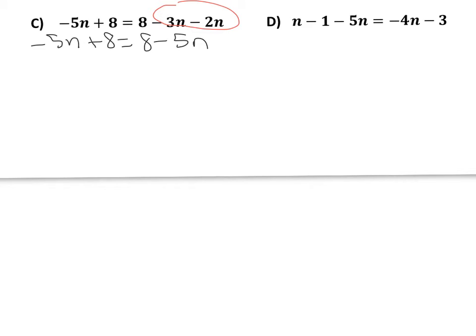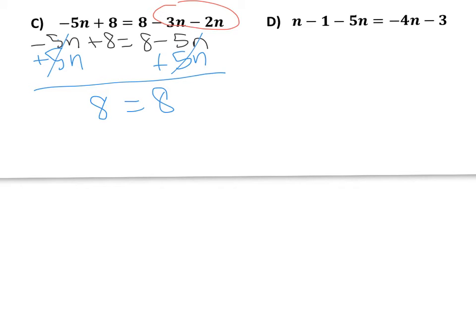Now my next step is to move the variable. Well, in this case, since both the 5n's are negative, it doesn't matter which one I'm going to move, but I'll move this one to the left. And it just so happens that negative 5n plus 5n is 0, and so is the other side. So if they both cancel out, I'm left with just 8 equals 8.